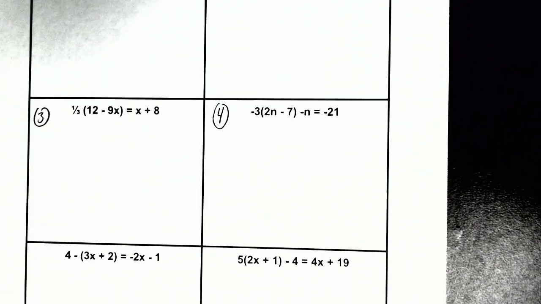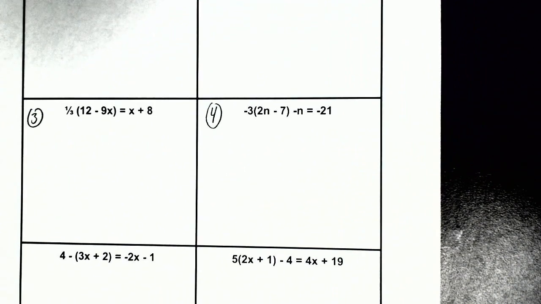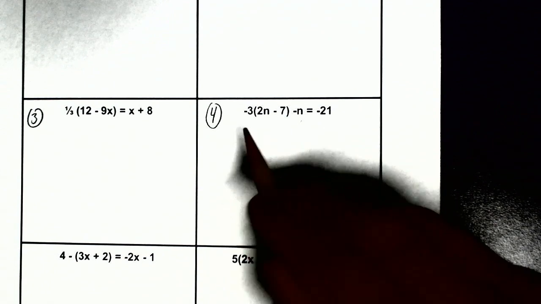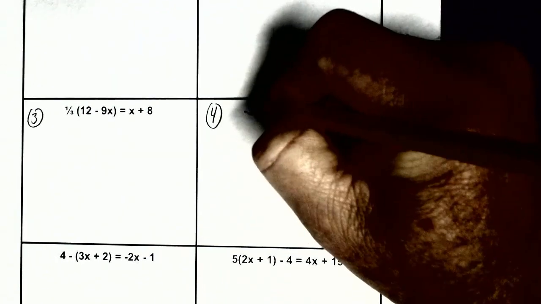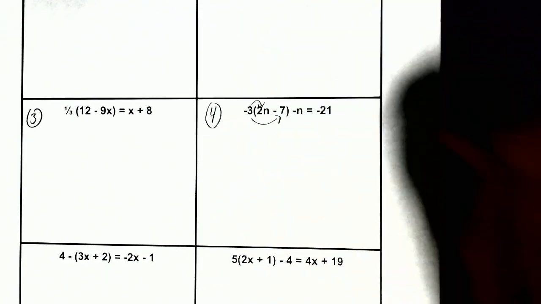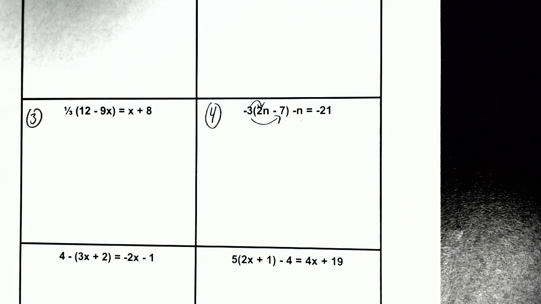Okay, so again, I'm going to number 1, 2, 3, 4. And I'm going to do question number 4 because I like it because it has a lot of negatives in it. I have a negative n. I have a negative 3. First thing I need to do is draw my arrows. And that tells me I've got to multiply that negative 3 by both.